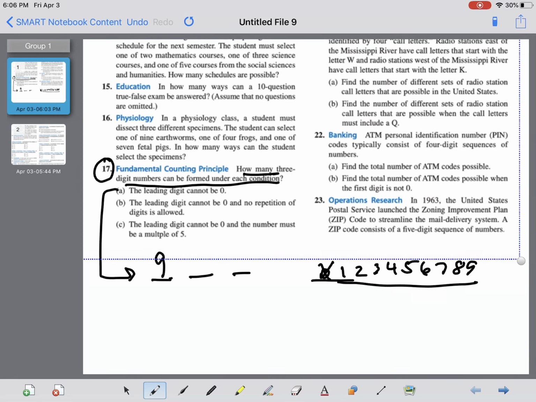I'm sorry, so I have 10 choices for the next digit. I could even use the 0 now. Just the leading digit can't be a 0, but any of the others can. And so 9 times 10 times 10 is 900 ways.